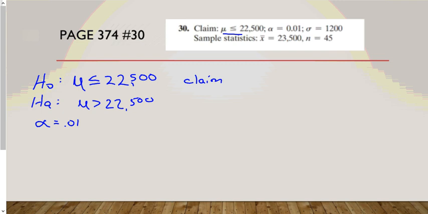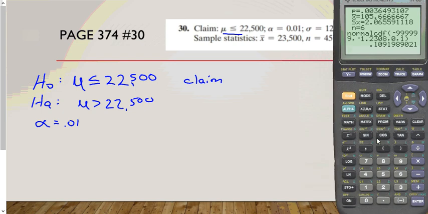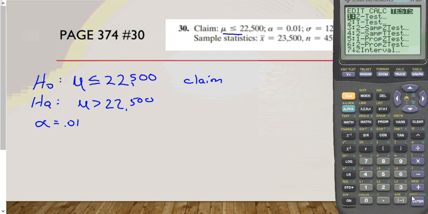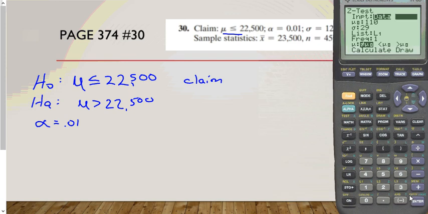So let's go to our calculator. We're going to do this one all on the calculator. We go into stat, tests. We're going to do a z-test. Again, I realize we're talking about mean, but because we know the standard deviation, we can use this. Okay, so I'm going to make sure it's on summary statistics.